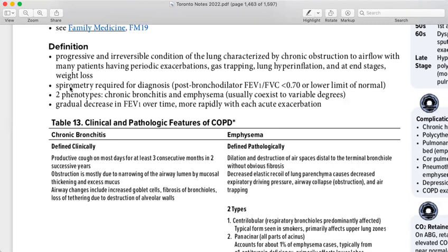They are going to ask you what is the one thing that you would like to do to confirm your diagnosis. That's spirometry, not X-ray. Then there is a gradual decrease in FEV1 over time, more rapidly with each acute exacerbation. So that's what's happening here.